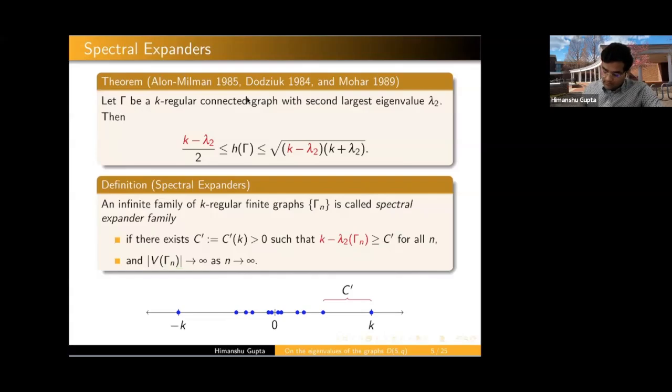With respect to this picture, this is the largest eigenvalue, always k, this is the second largest eigenvalue, and the spectral gap is c prime. So we want that spectral gap to be lower bounded by c prime. The larger c prime is, the better the spectral expander is. But can we make this spectral gap arbitrarily large?